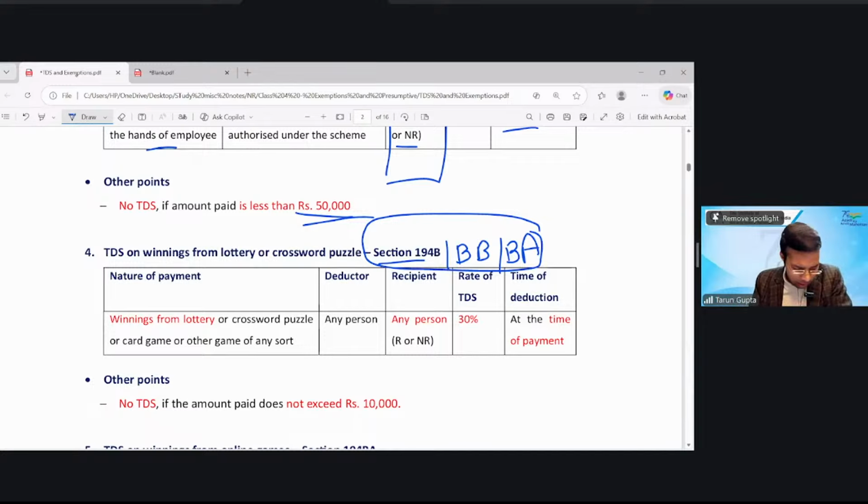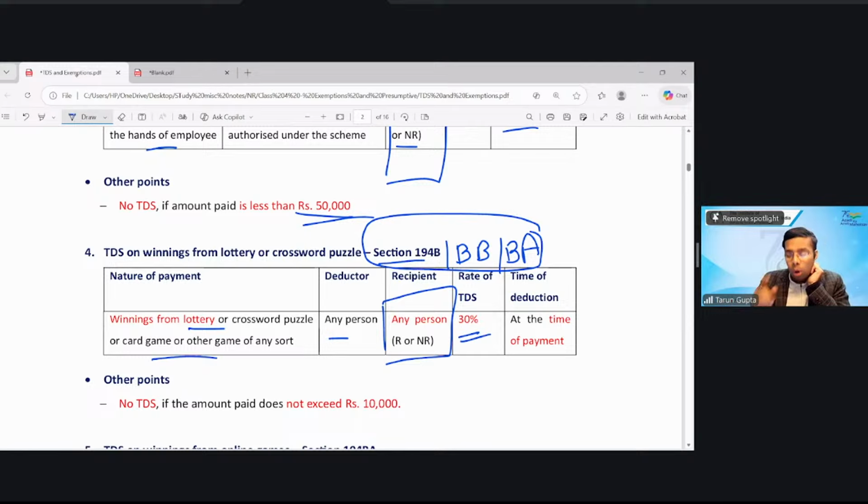So 194B is winnings from lottery or crossword puzzle or card game, other game. Here, the deductor is any person and the recipient includes NR, may be R or NR. So even if an NR wins a lottery in India and such lottery income is taxable in India, then the tax on such lottery income shall be deducted under section 194B, not under section 195. The tax rate is the same, 30%.